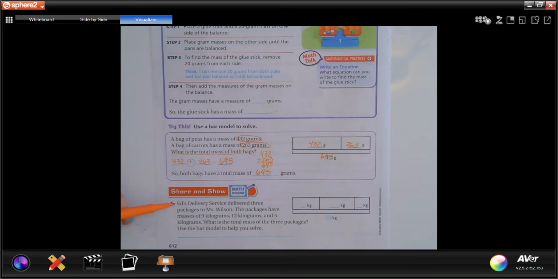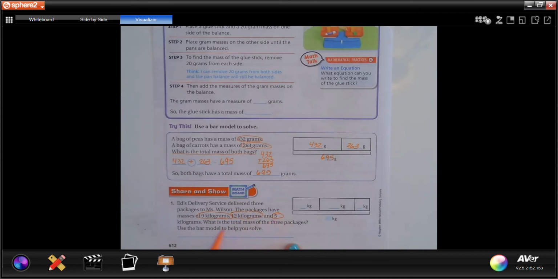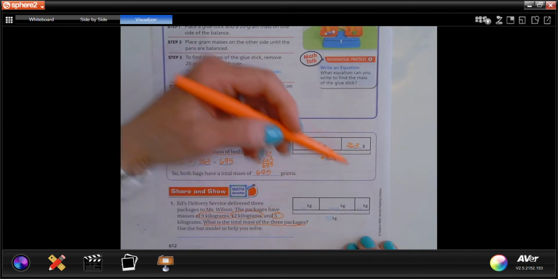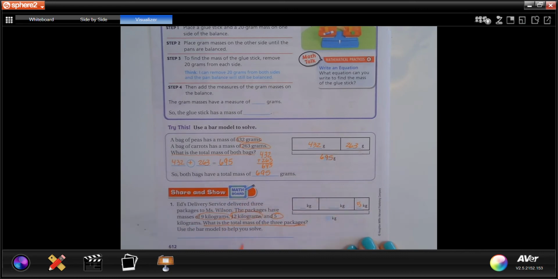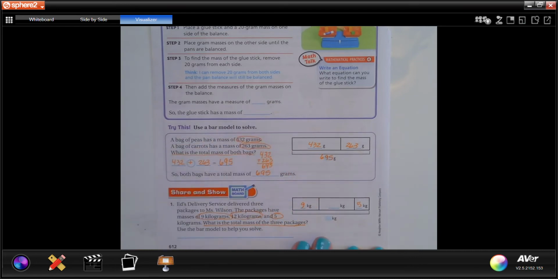Share and show. Ed's delivery service delivered 3 packages to Miss Wilson. The packages have masses of 9 kilograms, 12 kilograms, and 5 kilograms. What is the total mass of the 3 packages? So how much altogether? Well, 9, 12, and 5. 5 is the smallest, so let's put 5 in the smallest. Then next would be 9, so 9 is in the middle, the medium amount. Then 12 is the largest amount of kilograms.